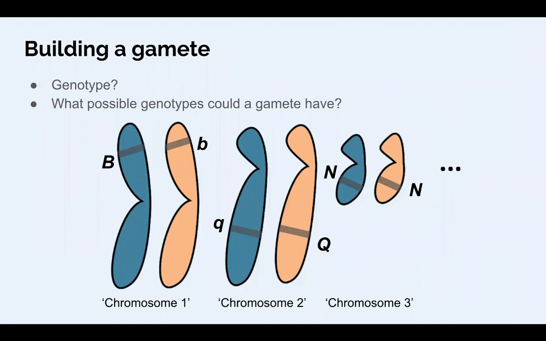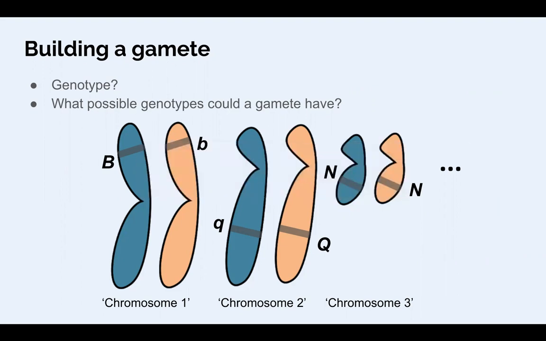You can extend it out into a larger number of genes. So let's say we've got this combination here, 2 kinds of B, 2 kinds of Q, and the same kind of N. So big B, little b, big Q, little q, big N, big N.